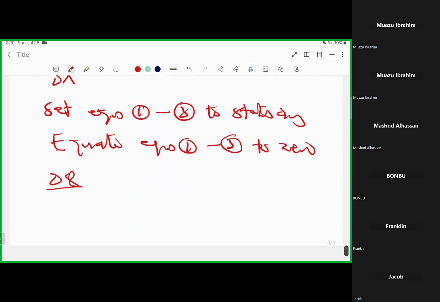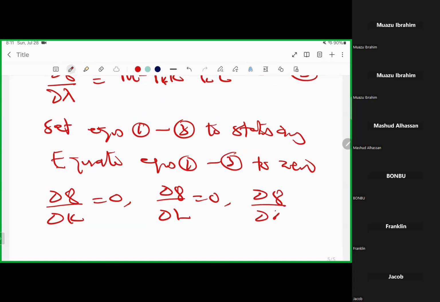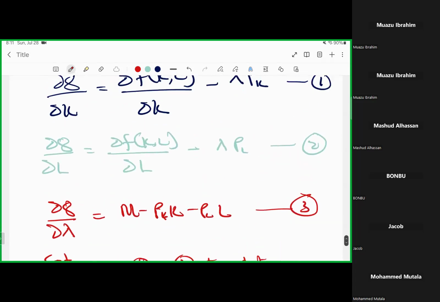Equation 1 is this one, equal to 0. Equation 2 would also be what? This one, L, is equal to 0. And then the last equation, delta G over delta lambda, will be equal to 0. So this is the second step. So we can set them to 0.